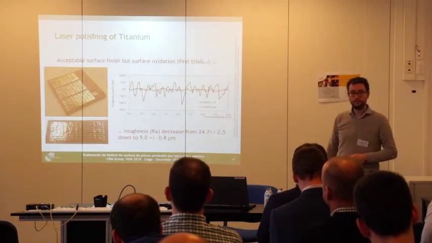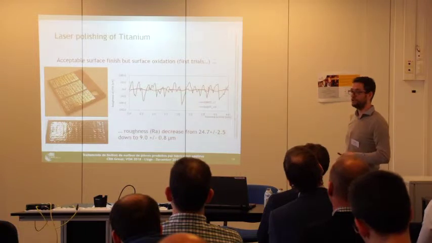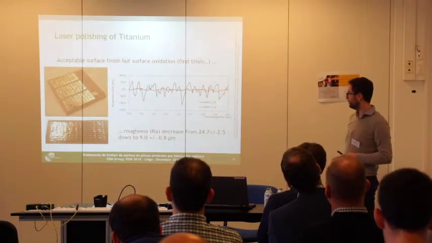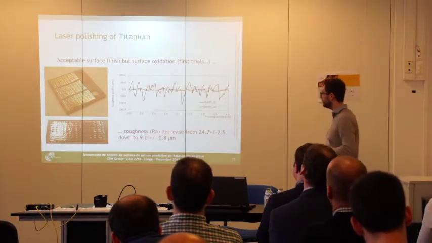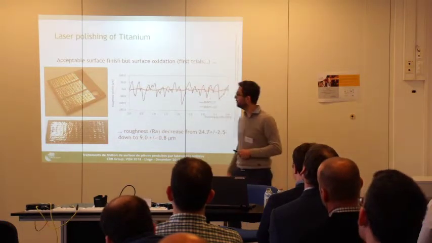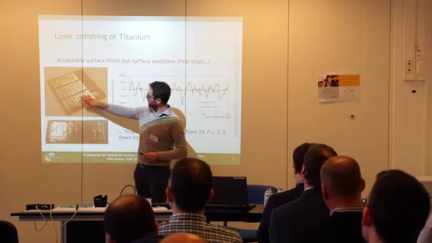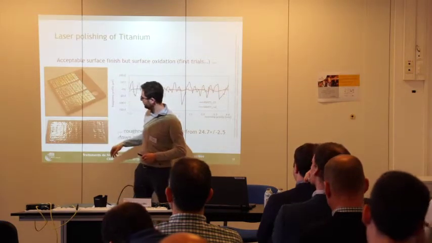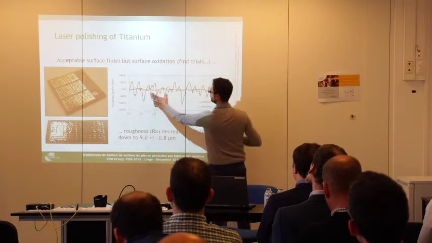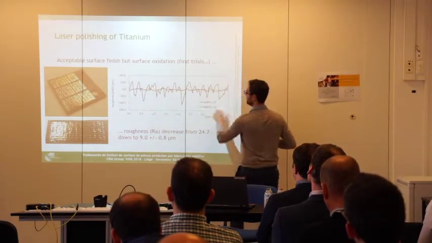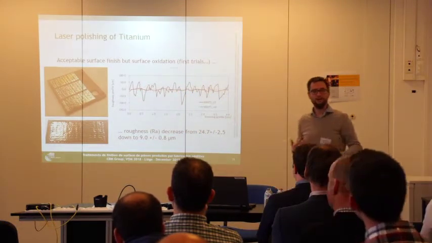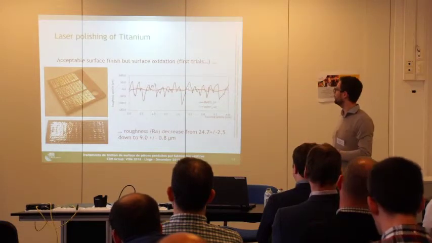Last week, we did some trials of laser polishing on parts made by additive manufacturing. These are very preliminary trials, but I think they are quite interesting because we decreased roughness from 25 to 9 microns on titanium EBM. We have that kind of aspect, with some oxidation depending on the parameters, and we have that profile. We can observe the width of the tracks, and between each track we have something quite smooth. I think this is really interesting for preliminary trials of laser polishing.